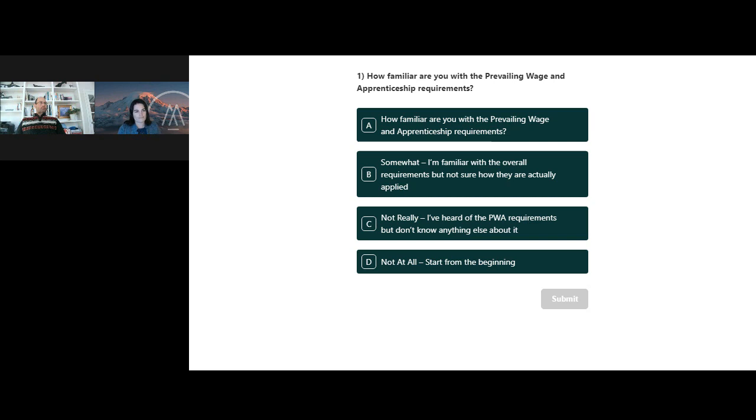Awesome. Thanks, Liddy. And we have our first polling question of the day. How familiar are you with the prevailing wage and apprenticeship requirements? A, very. B, somewhat, I'm familiar with the overall requirements, but not sure how they actually apply. C, not really, I've heard of the PWA requirements, but don't know anything else about it. Or D, not at all, starting from the beginning. So we'll give you about 20 to 30 seconds here to answer this polling question. If you just select your answer and hit the submit button, it will be recorded.